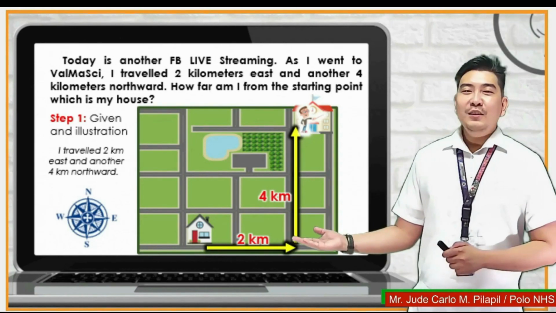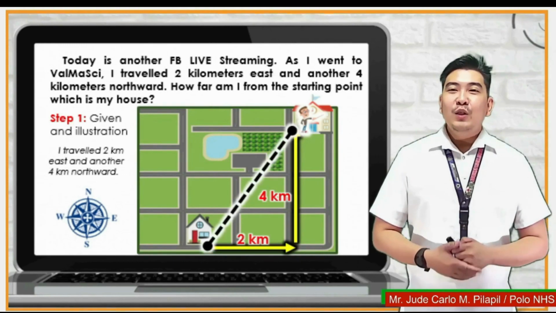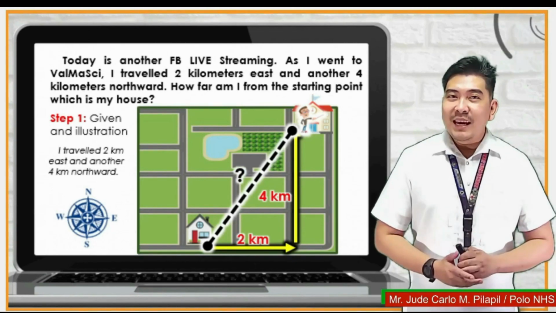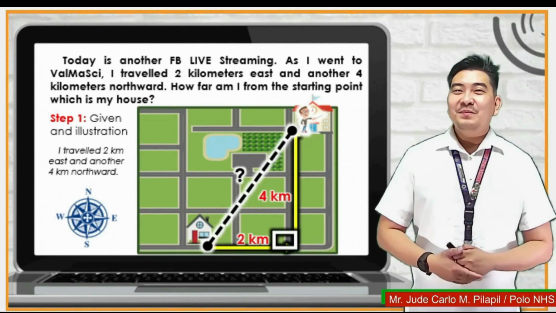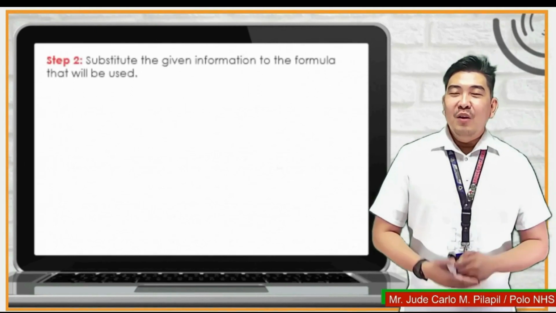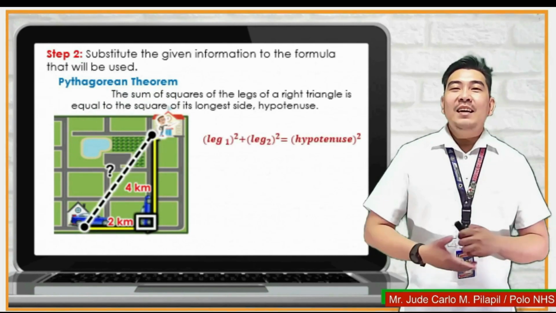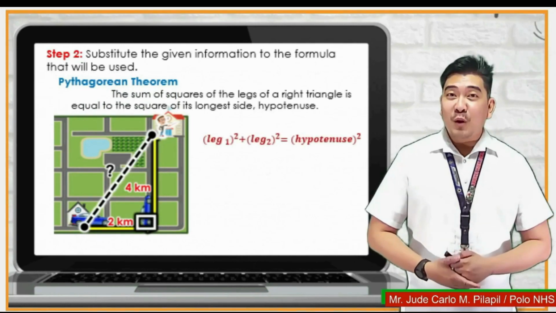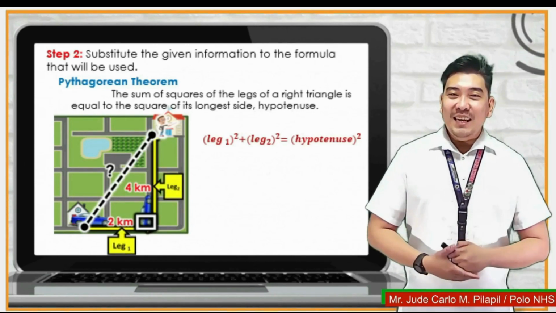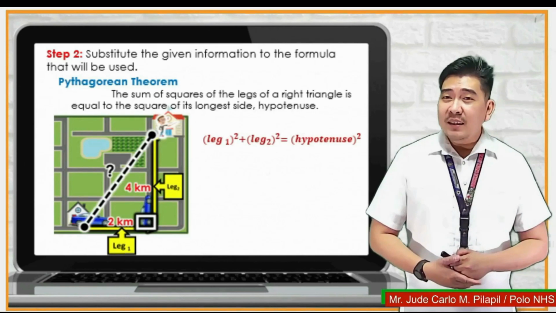Let us use this illustration. If you can see, we are to get the distance from the house to Valmasay. It is also visible that the figure formed is a right triangle. It suggests that we need to use the Pythagorean theorem. For step number 2, let us identify the legs and the hypotenuse, then substitute them to the formula. The first leg is 2 kilometers, and the second leg is 4 kilometers. We need to solve for the length of the hypotenuse.